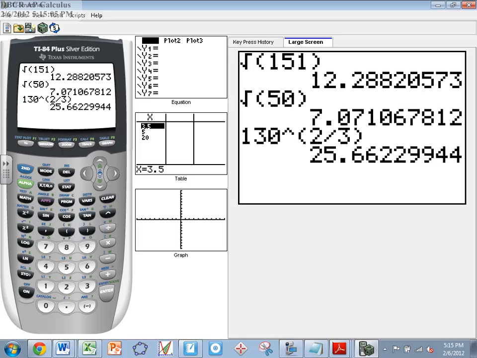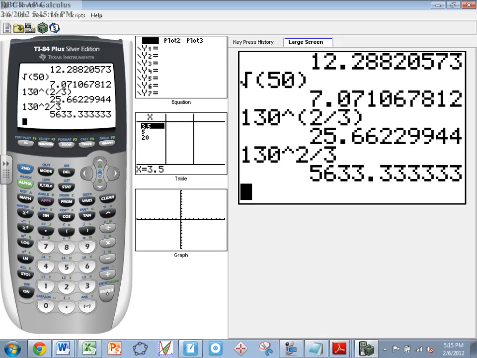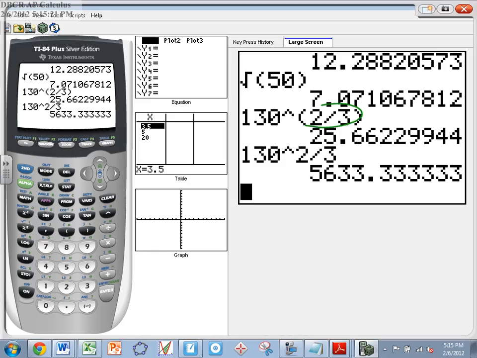Now, what if you did 130, but you forgot the parentheses to the 2/3? Now you're going to say again, it's really 130 squared, and then it divides the answer by 3. So here, if I hit enter now, look at the difference in that answer. I mean, it's clear. If I say 2/3 power, as opposed to doing 130 squared, and then dividing it by 3, I mean, we're talking 5,000 versus 26. Big orders of magnitude differences, okay? So again, our answers are very important to us, but if they don't make sense, we have to think about why they don't make sense.